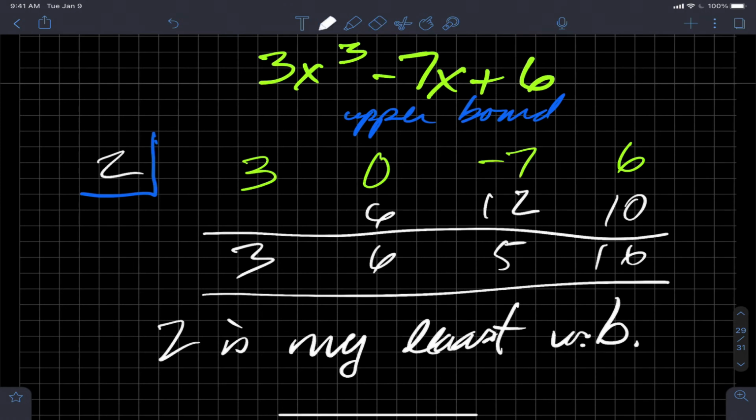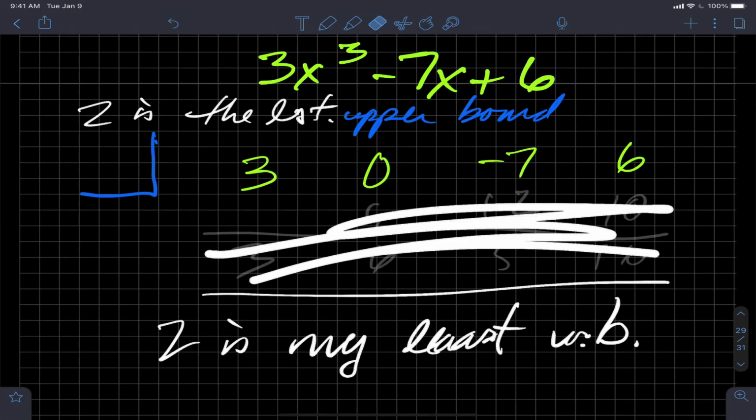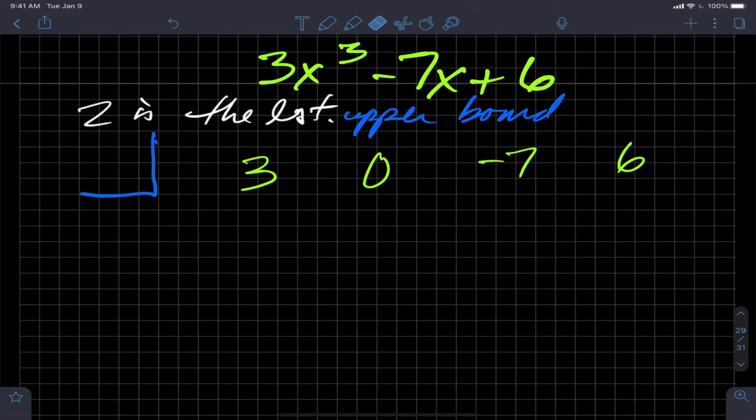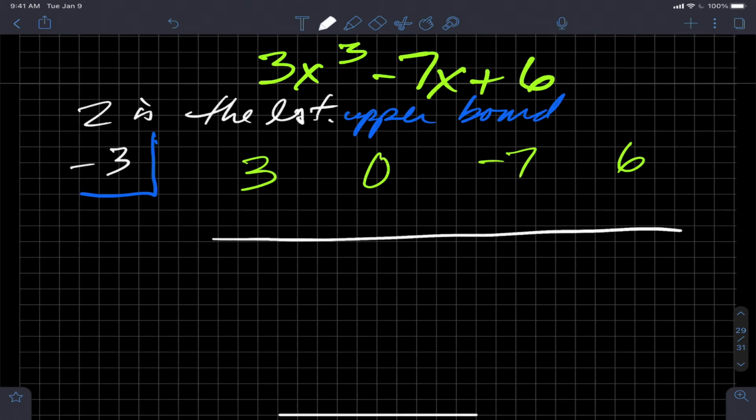And so we want to actually think that 2 is the least upper bound. I'm going to abbreviate the least upper bound. So what do we want to try? I wish I had you in class. We could just ask you and you could throw out a number. Let's try -3. And then we'll do the math and we'll sort out the criteria.